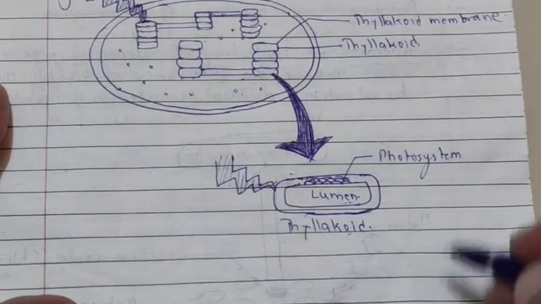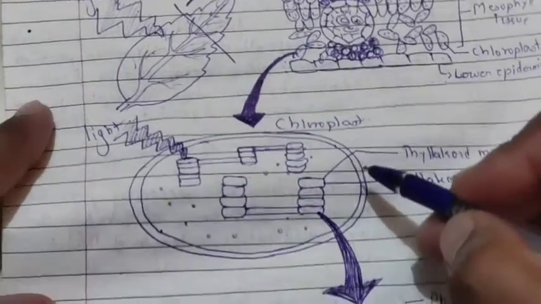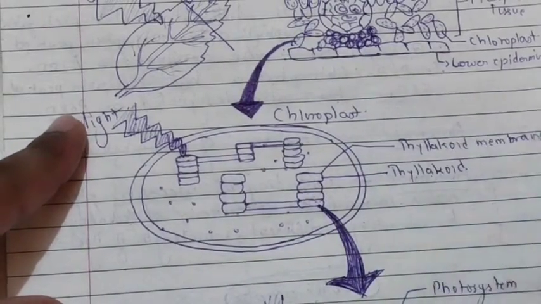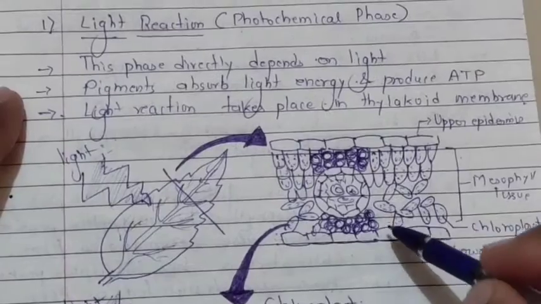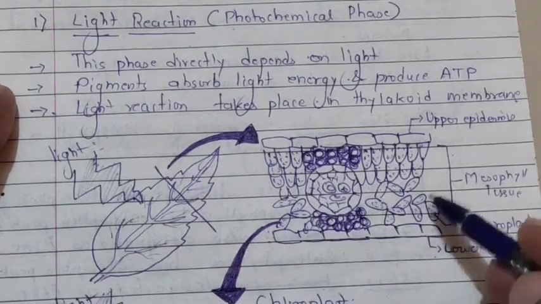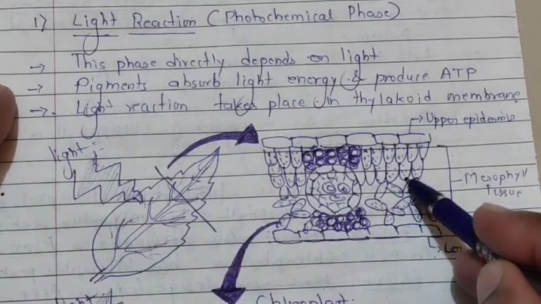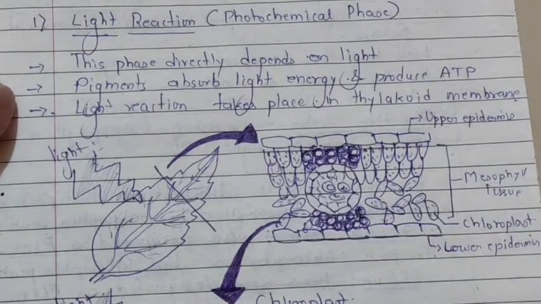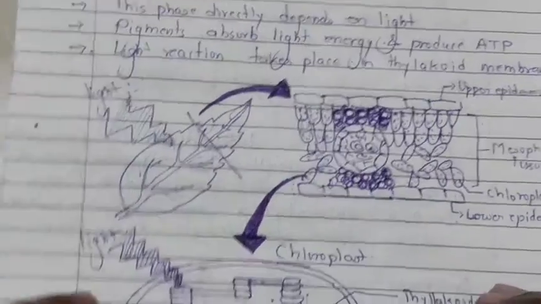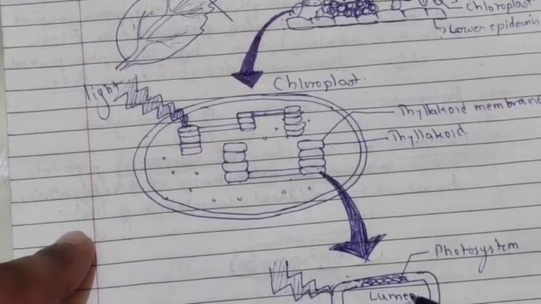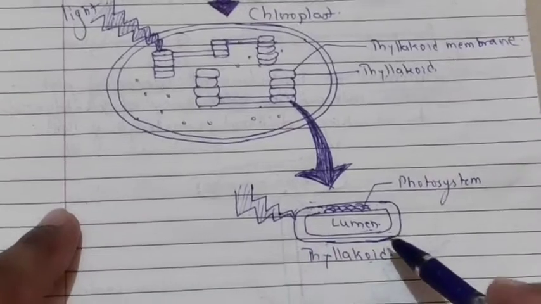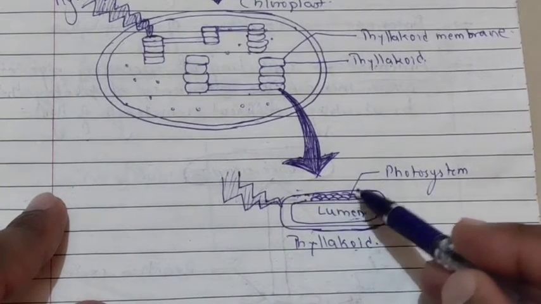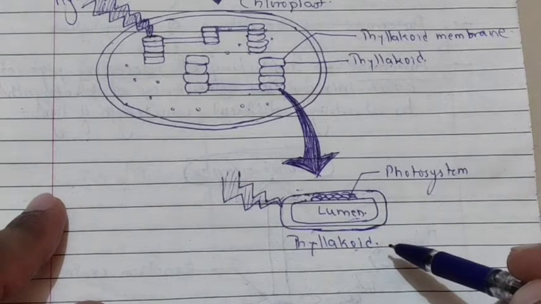Where are these thylakoids present? These thylakoids are present in a chloroplast, right? Where are these chloroplasts present? They are present in the mesophyll tissue, this dotted structure. Where is this mesophyll tissue present? Inside the leaf. So the light energy is absorbed by the thylakoid membrane, because the pigments needed to absorb the light are present here in the thylakoid membrane. Clear?